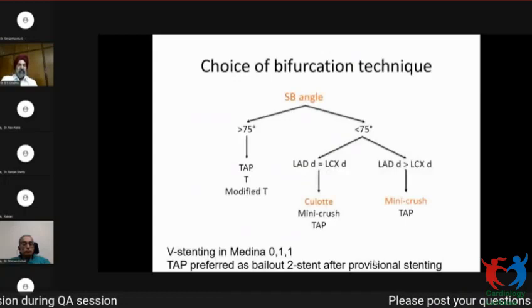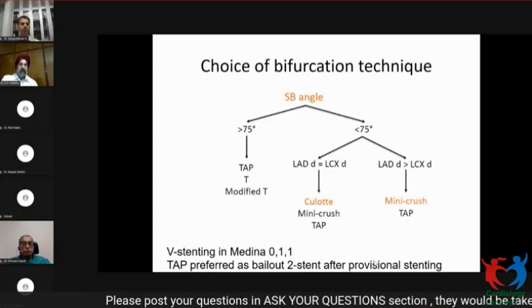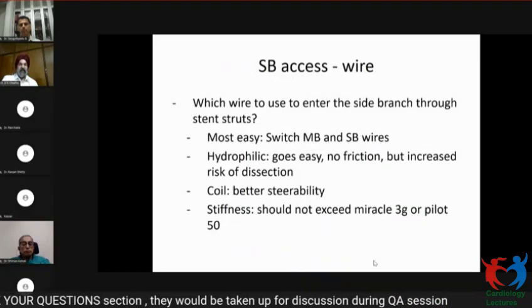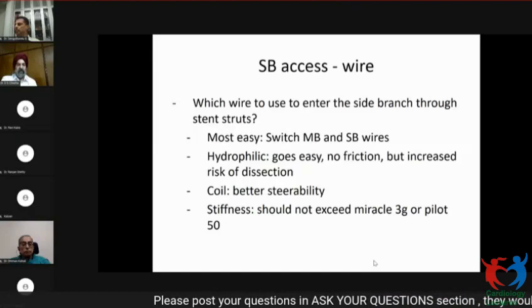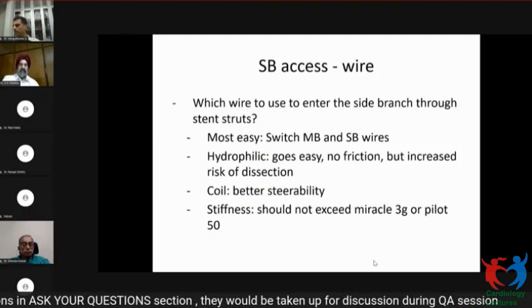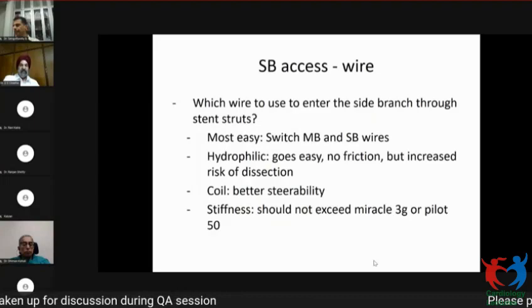Well, in two stent technique, the choices are multiple, and I will not go into the details. So when you're doing the two stent technique, you have to have the side branch access. There are different ways one can do it. You can use a third wire. If you want to use two wires, you can switch the main and the side branch wires. Hydrophilic wires help you if you're not able to get in, and the coil wires have better steerability. If you can increase the stiffness of the wire, if you're not able to get into the side branch, you can use a Miracle 3 Gram or a Pilot series of wire. They give you good access.